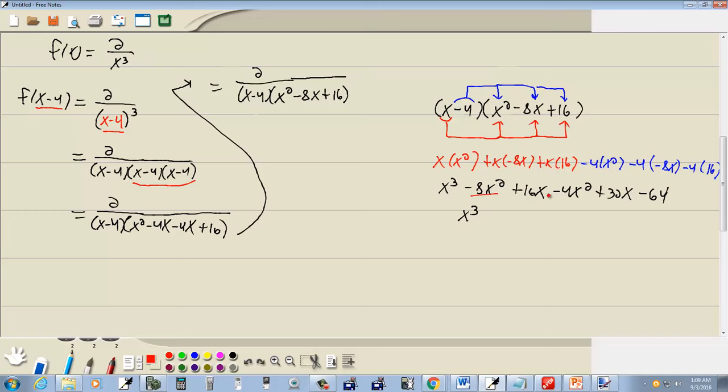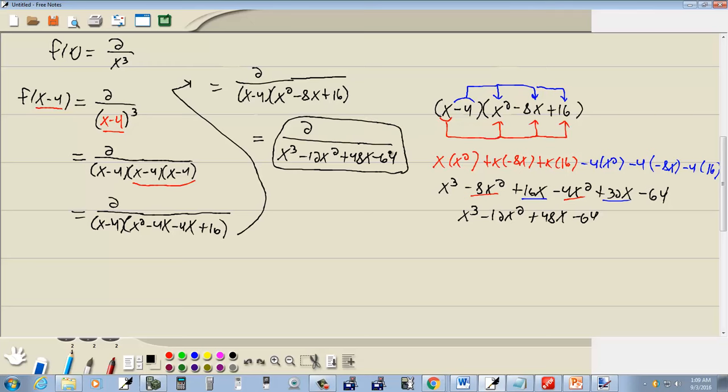Combine like terms. Here's an x squared, here's an x squared. That gives us negative 12x squared. Here's the x, here's an x. 16x plus 32x is 48x. And then I'll bring down the minus 64. So this becomes 2 over x to the third minus 12x squared plus 48x minus 64.